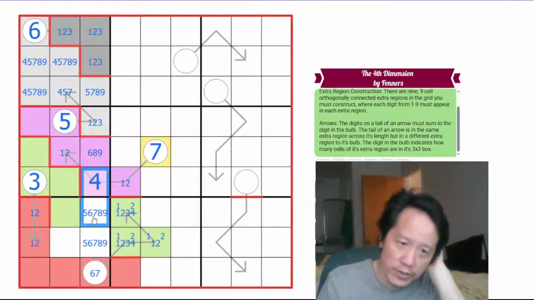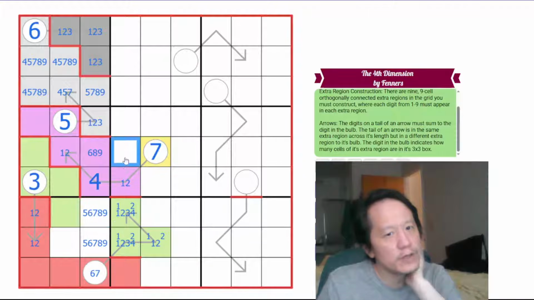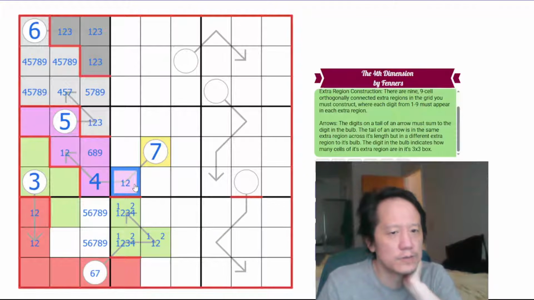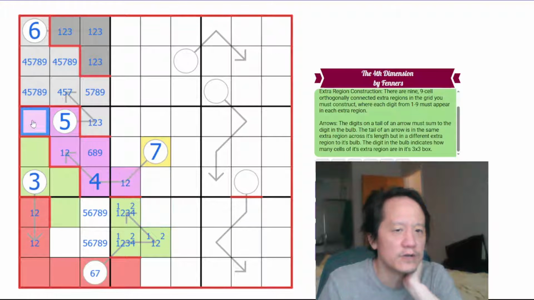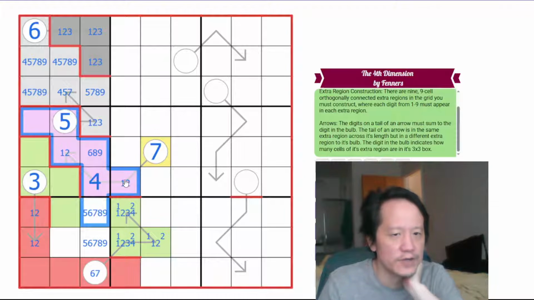Pink could go here. Pink is only 2 at most here. 1, 2, 3, 4, 5, 6, 7. It has to have 8 and 9 somewhere. Sorry, it can go 8 and 9 here. So 1, 2, 3, 4, 5, 6 at most, 7, 8, and 9. So these have to be pink. There's no other place for them, really.